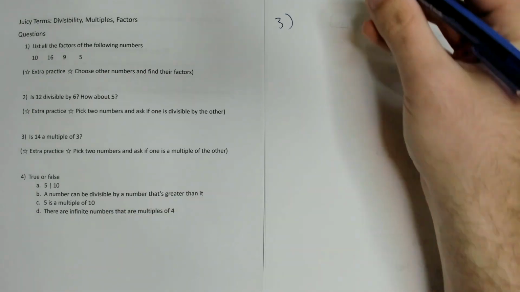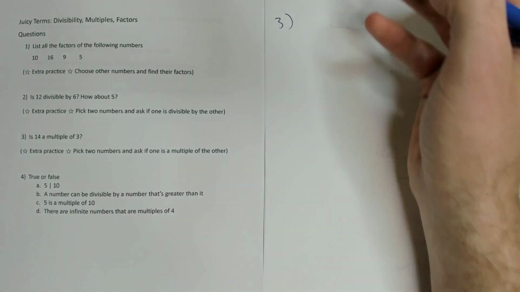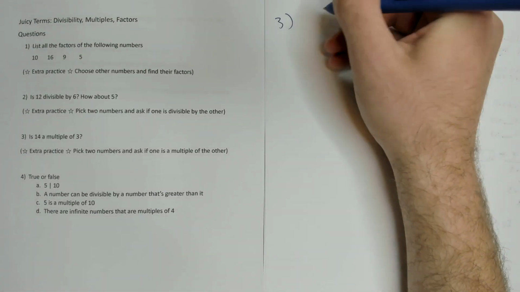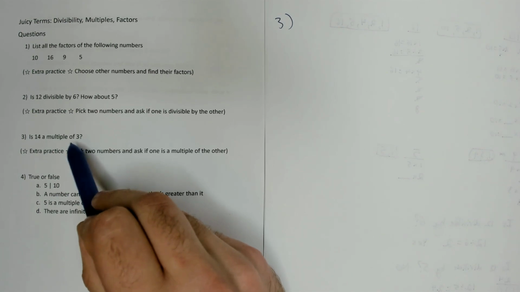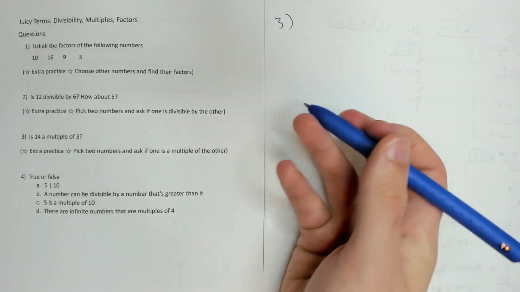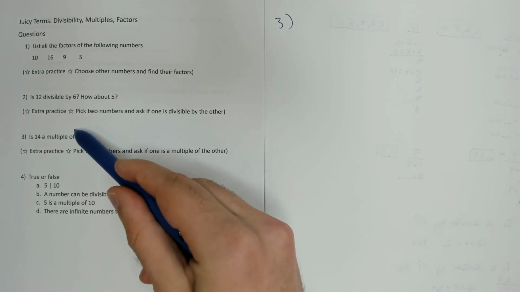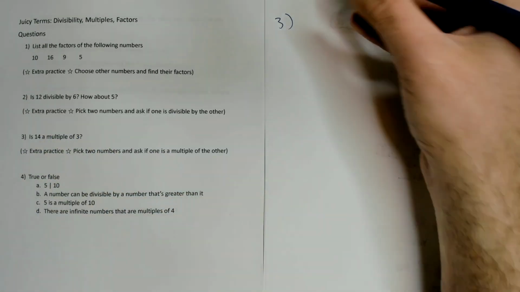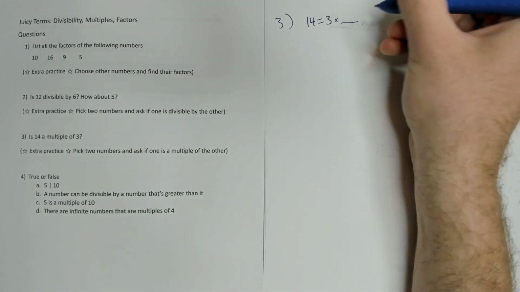Is 14 a multiple of 3? So multiple was another concept that we discussed where basically we're saying that when we're asking is 14 a multiple of 3, we're saying, can 14 be written as 3 times some number, 3 times some whole number? Or another way of saying it is, can we take multiple 3's and get 14 out of it? So can we have 14 equals 3 times some whole number?